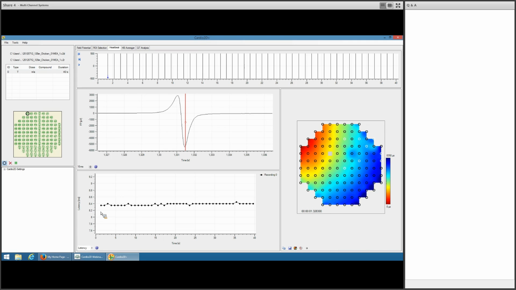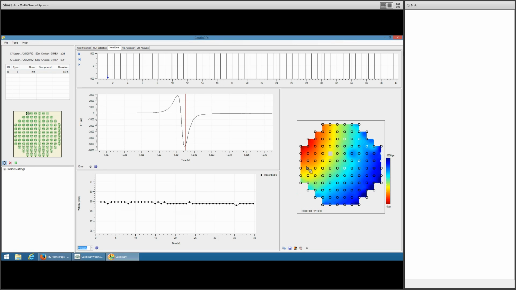Down here you see in the moment a plot showing the latency, so the time delay from the earliest to the latest detection, just over about 8 milliseconds. I can convert that into conduction velocity, and that translates here into about 29 centimeters per second.